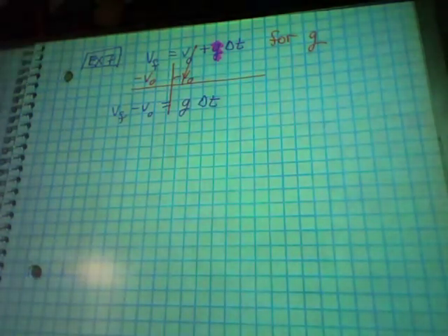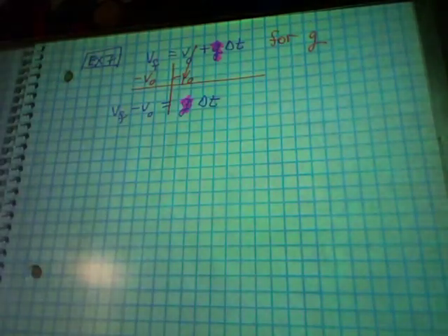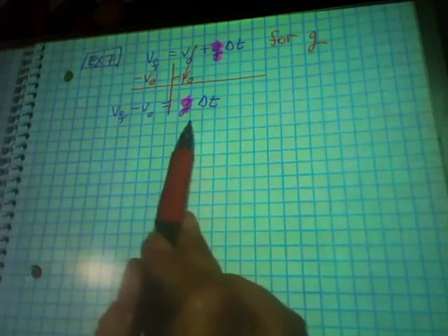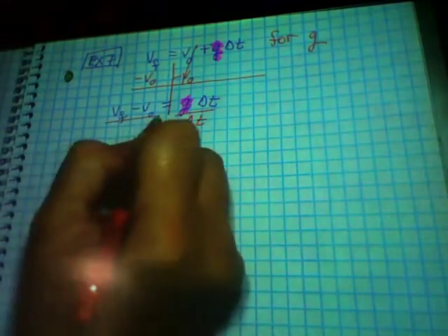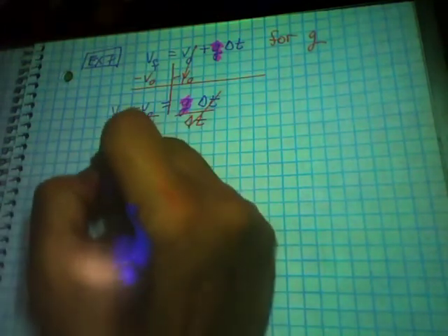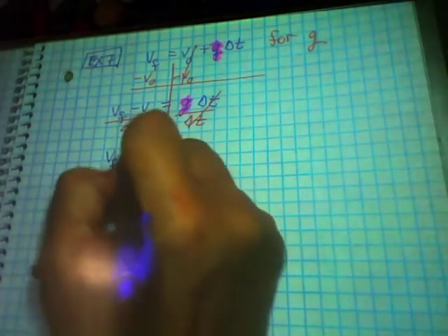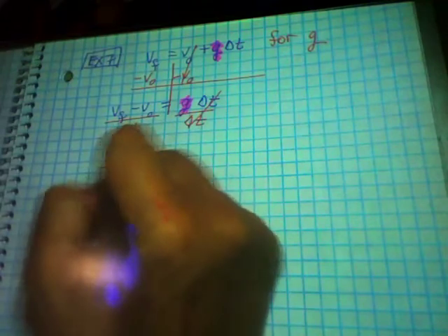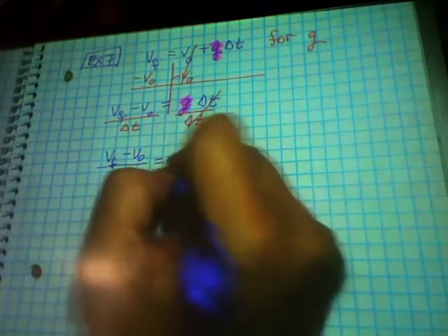All right, so then here's our g. What's happening to g and delta t? What operation? Multiplying. How do you undo it? Divide by delta t. Now this is one time where you can divide this whole side by delta t. You could do it separately, and I'll show you what that looks like. So one answer is v sub f minus v sub o, all divided by delta t. That's what g equals. So this is one solution.